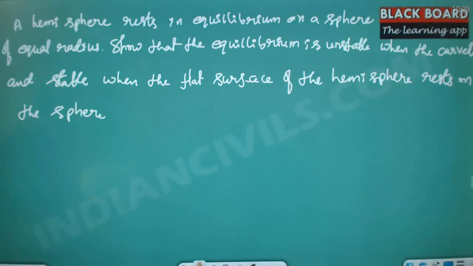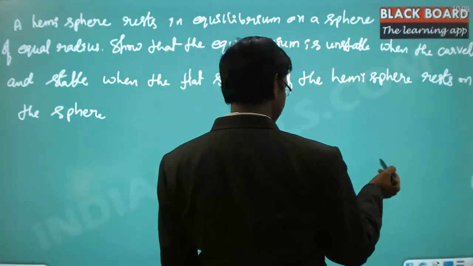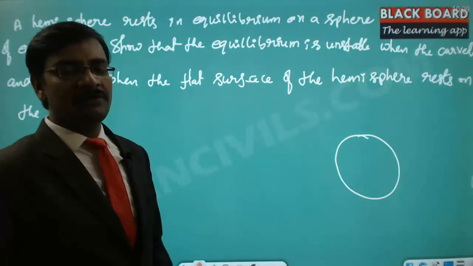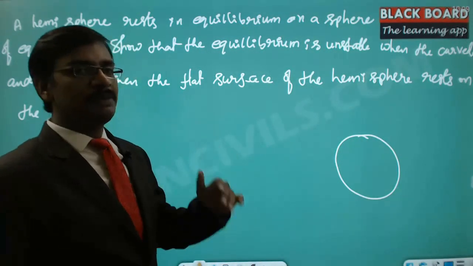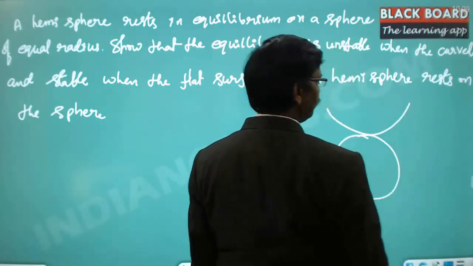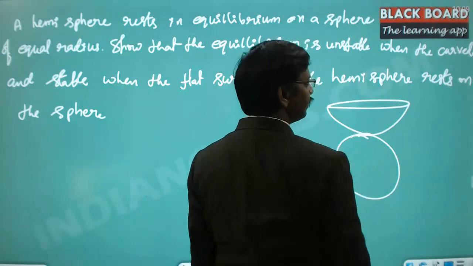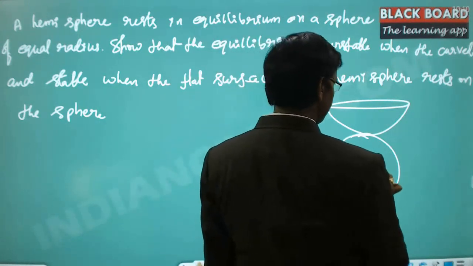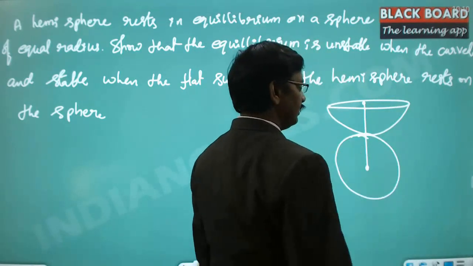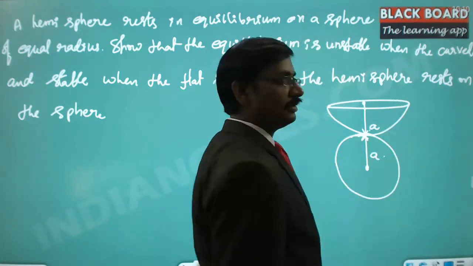So here actually one hemisphere and one sphere is there. Let us say this is the sphere. On this sphere, in one case, the hemisphere's curved surface is on top of it. So this is the hemisphere and this is the curved surface. One surface is on top of the other, and this is the center of the sphere and this is the center of the hemisphere. This is the common normal. The radius of the bottom one is A and the radius of the top one is also A. This is case 1.